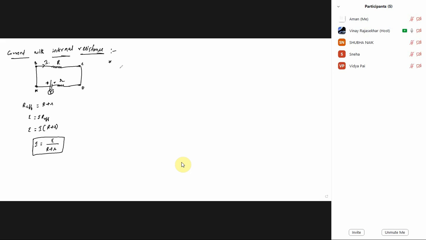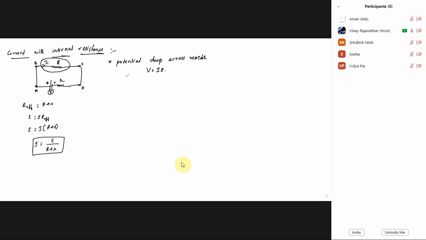For example, the product of current and resistance will give the potential drop across the resistor. So please remember, I am writing that point. Potential drop across the resistor can be taken as V, which can be taken as I into R.